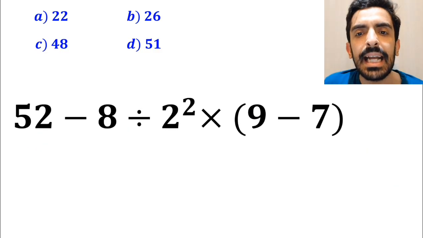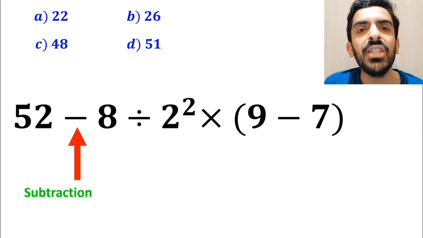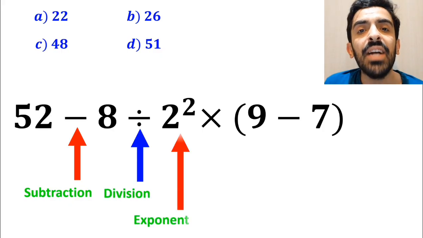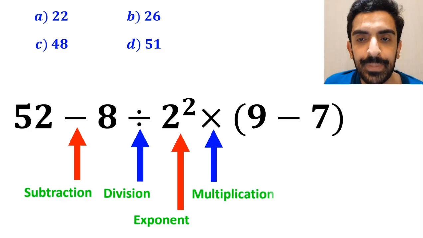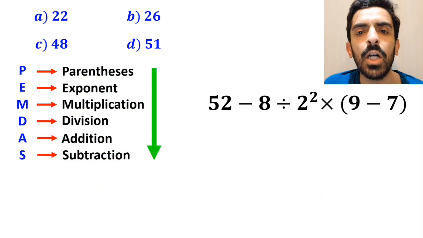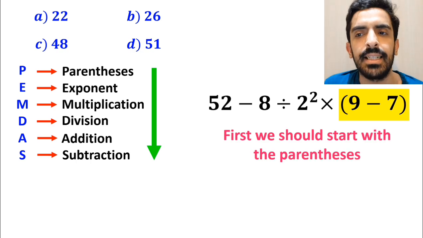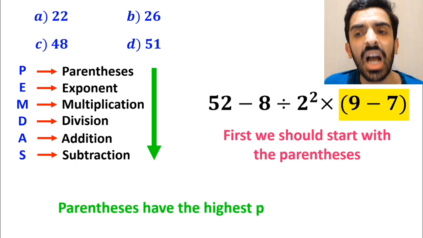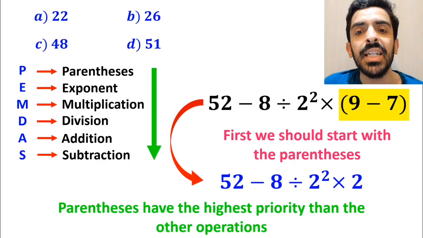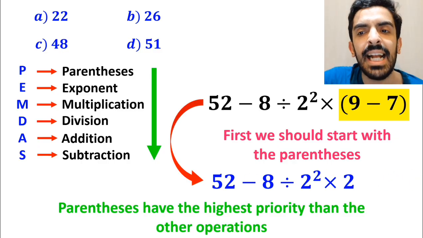Okay, as you can see in the image, in this expression, first we have a subtraction sign, then a division sign, and after that we have an exponent, then a multiplication, and finally parentheses. According to the PEMDAS rule, first we should start with the parentheses, because parentheses have higher priority than the other operations. So, we can rewrite this expression as 52 minus 8 divided by 2 squared times 2.